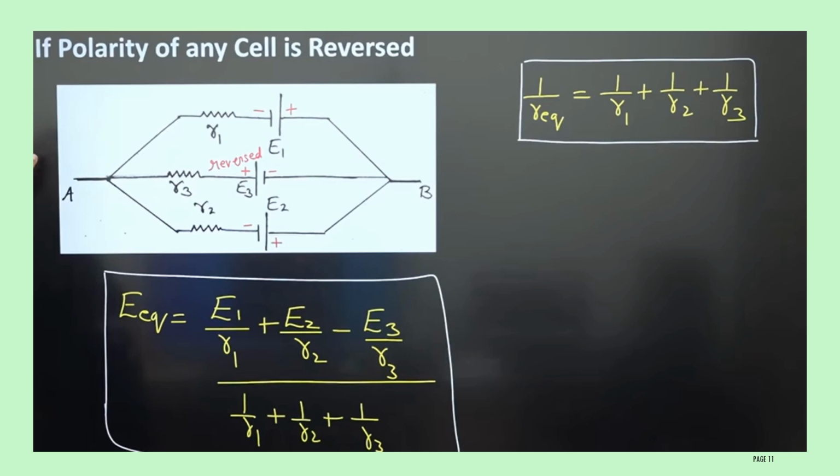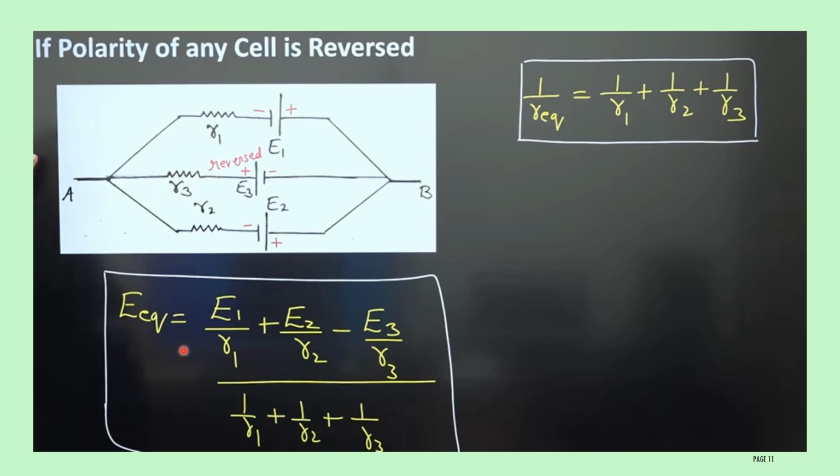This is also a parallel combination of cells. If the polarity of any cell is reversed, here the polarity is the same for E1 and E2, but the polarity of E3 is reversed. Therefore, in this formula, in place of E3, you have to use a negative sign.